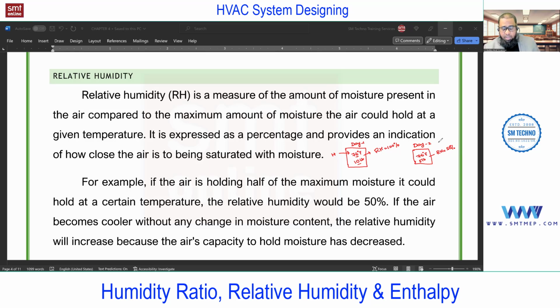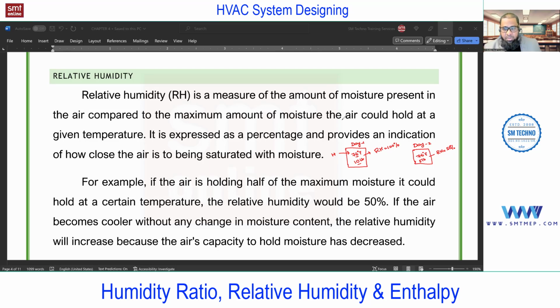Because we know that at this temperature, you cannot measure with a different temperature. At the same temperature, when you compare the present moisture with the moisture when the air gets saturated, that comparison is nothing but relative humidity. That is, what can be the maximum possible and what is the present, that comparison is nothing but relative humidity.